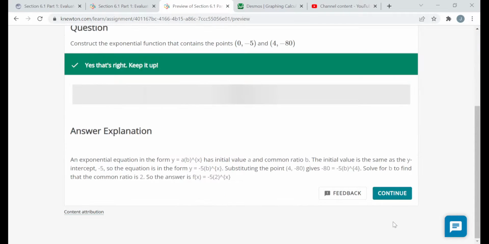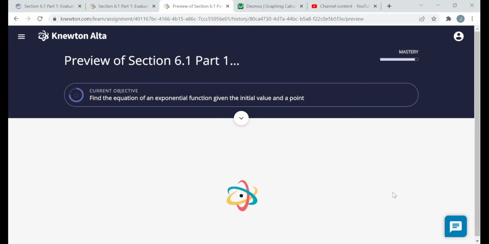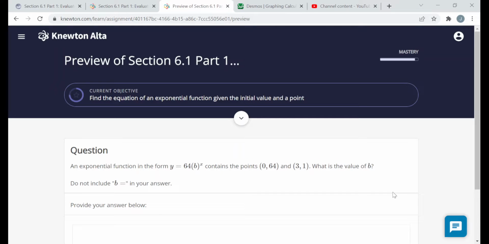Wonderful. So there's one more of these, and that should be it for this preview version of this assignment. All right, so there's another one where they're telling you the value of a, right, y equals 64 times b to the x. That initial value is 64, 0, 64 is on the graph. So we're going to use the point 3, 1 to find the value of b.